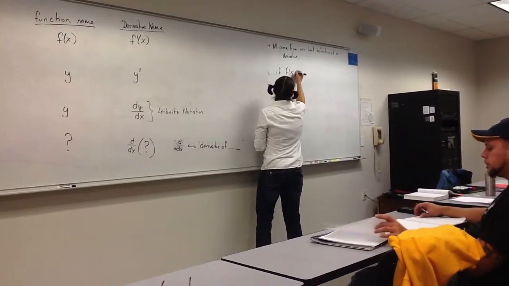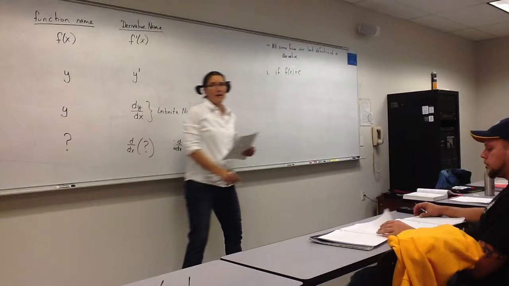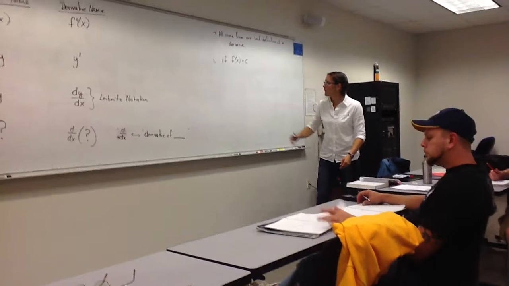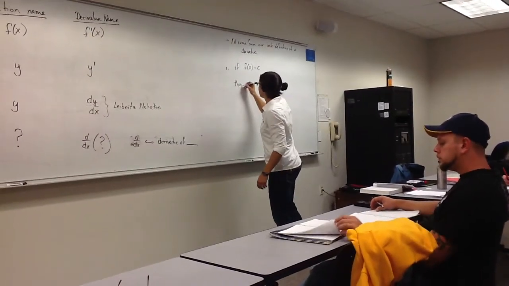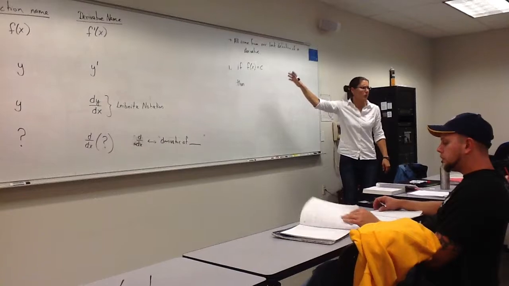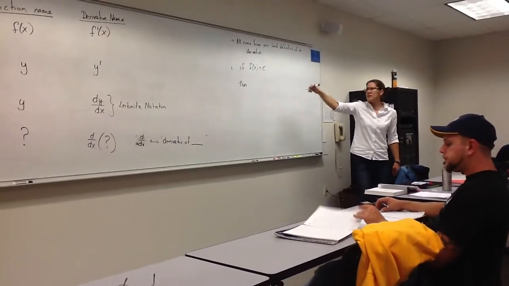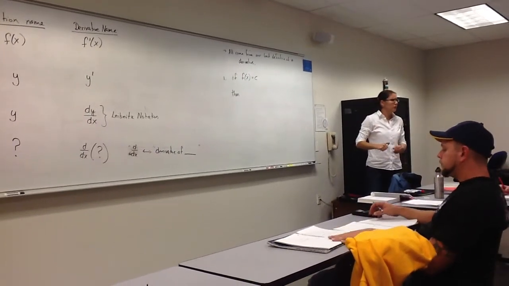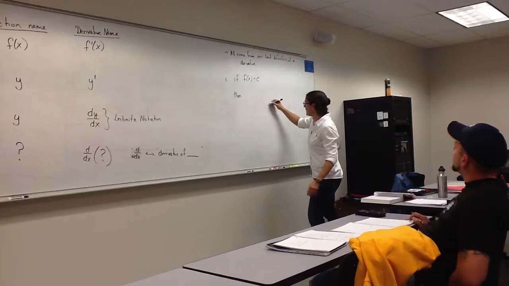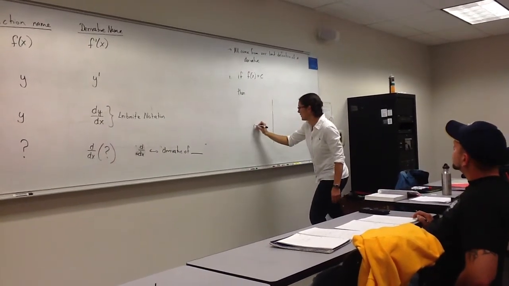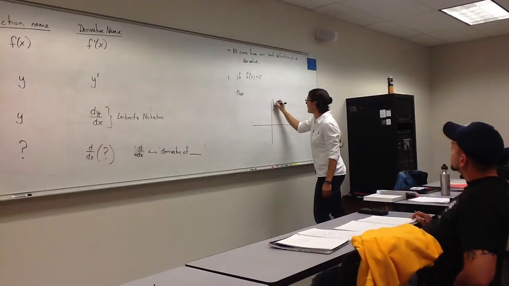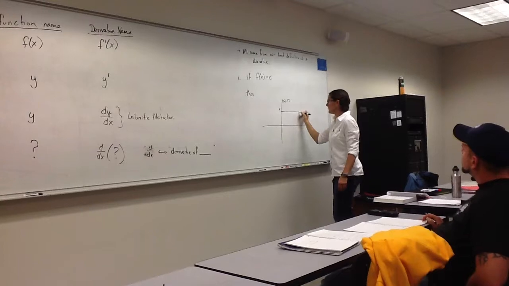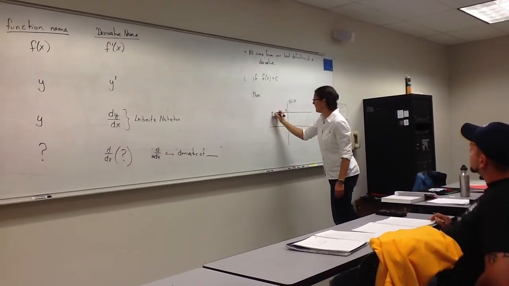If f of x is equal to c, then, now before I fill in f prime, I want to take a look at what this looks like. F of x equals c. C is a constant. So whatever your favorite number is, Nick, what's your favorite number? 32. 32, okay. So in the case where Nick's favorite number is 32, the graph of f of x equals 32 looks like a horizontal line at a y value of 32.